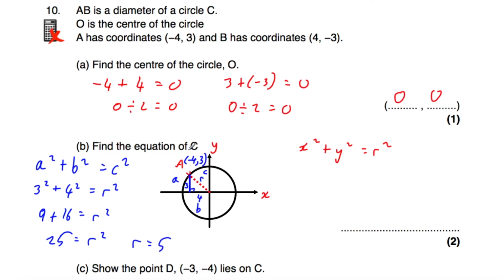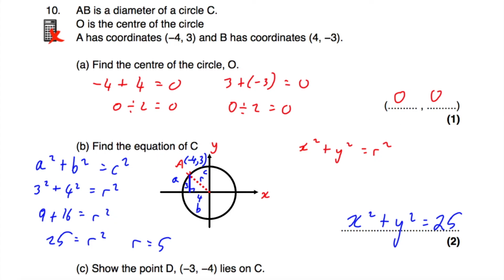Now we were asked to find the equation of this circle. So the equation of the circle is x squared plus y squared equals r squared. So it's going to be x squared plus y squared equals, and we could write 5 squared here, or 5 squared is 25. So that means the equation of the circle would be x squared plus y squared equals 25, and that's it. And what we did was we used Pythagoras' theorem to find the radius of the circle, and then once we knew that, we then put that into the equation of the circle.